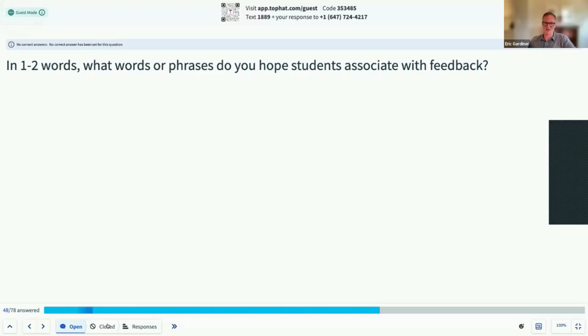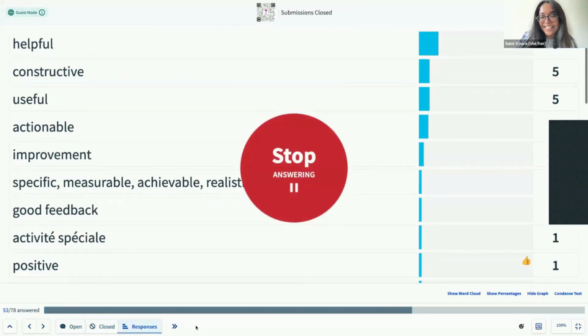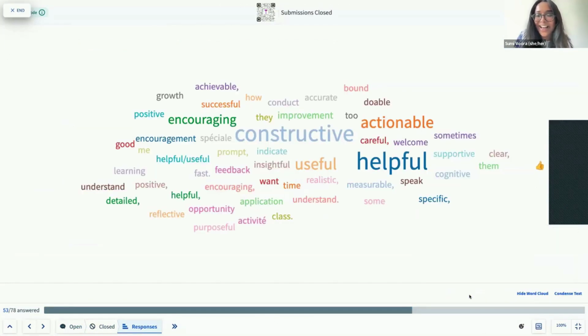I have a picture in my mind of what the word cloud is going to look like based on the chat. We'll see if that. I think, yeah, the chat is a good indicator of our responses here. Danielle, maybe let's flip to the responses. And let's go ahead and generate that word cloud. Oh, look at that. No surprise there. So it seems like the chat was a pretty effective spoiler, but the ones that are standing out to me are constructive, helpful, actionable, and encouraging.